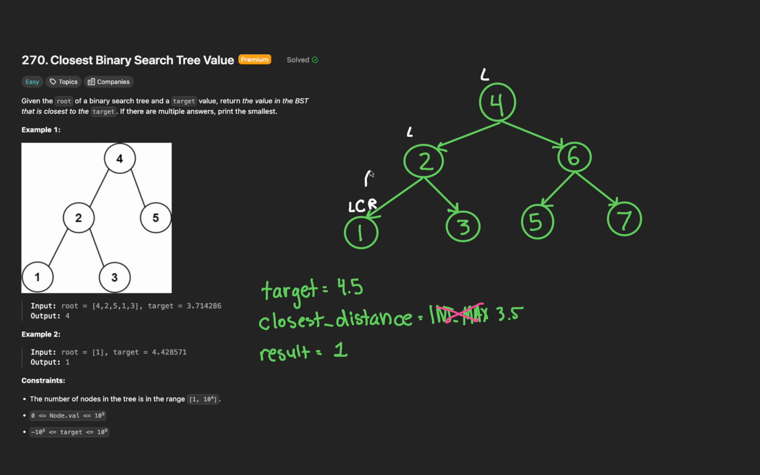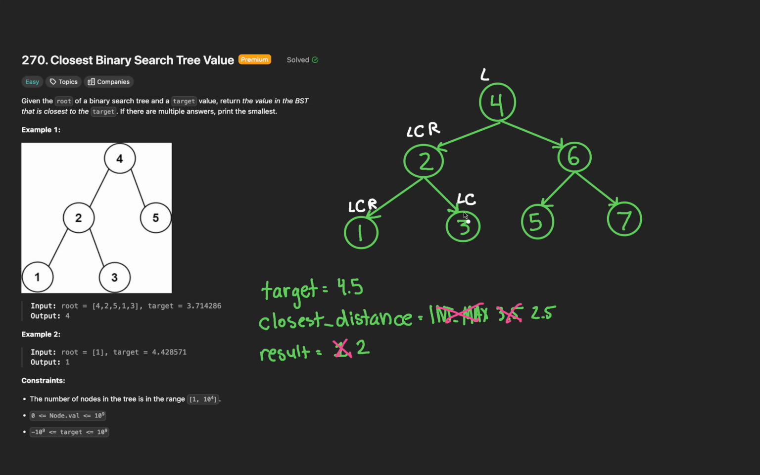We'll continue where we left off at node 2. Here we process the current node. 2 from 4.5 is closer than node 1. It has a smaller distance of 2.5. Let's update that, and since we did that, update our result to the 2. Afterwards, we go to the right subtree, landing us at node 3. We go to the left, nothing there.